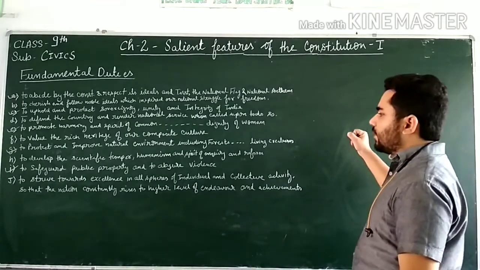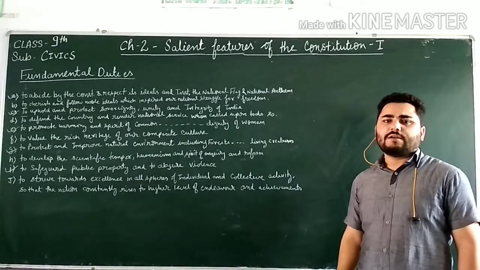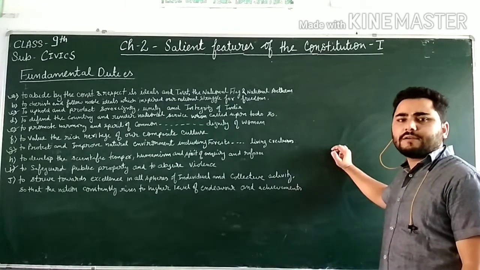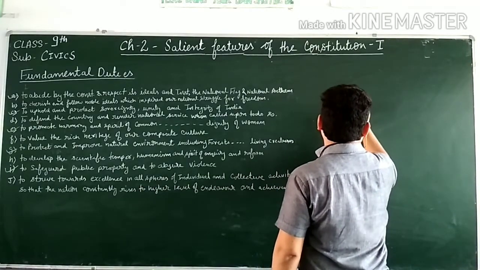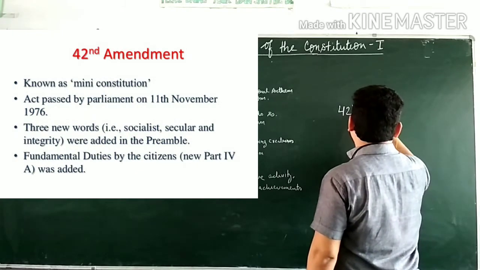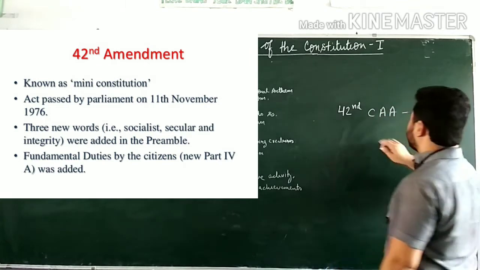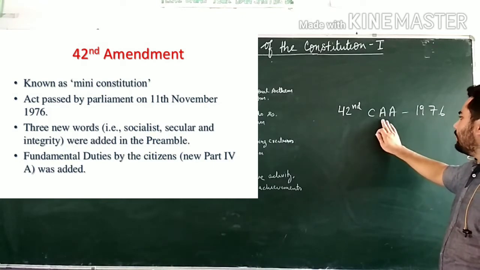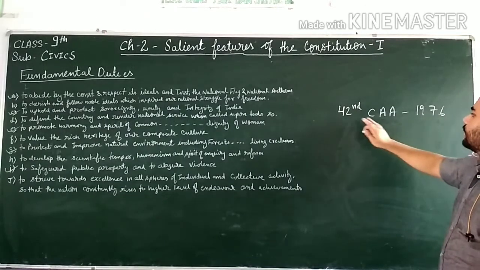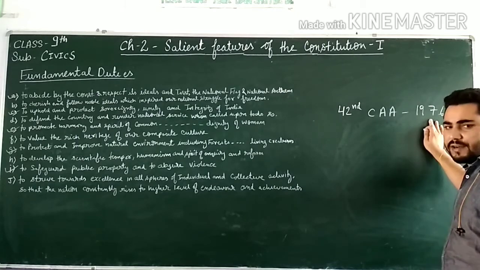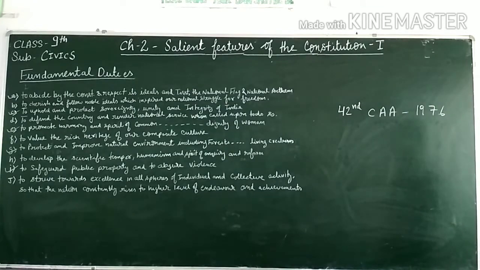So, dear friends, let me tell you that fundamental duties were not written originally. When our constitution was made, it was not there in the constitution. Fundamental duties were added by the 42nd Constitutional Amendment Act of 1976. You can remember this: 42nd and year 1976. 4 plus 2 is equal to 6, so it will be 1976, not 1978.